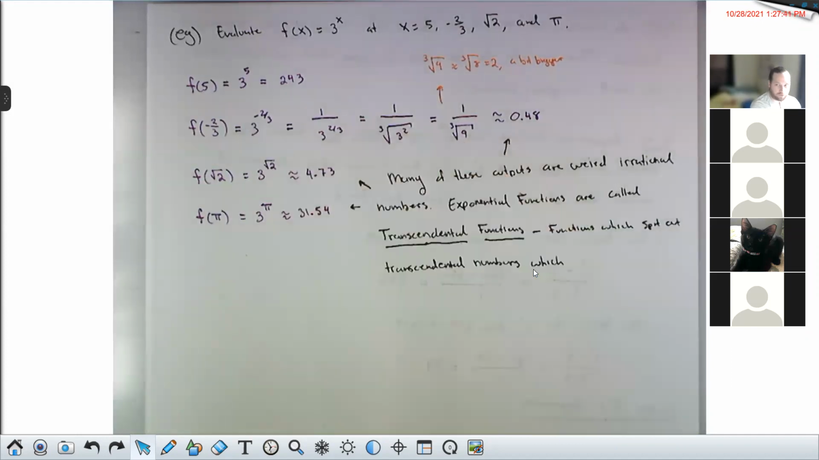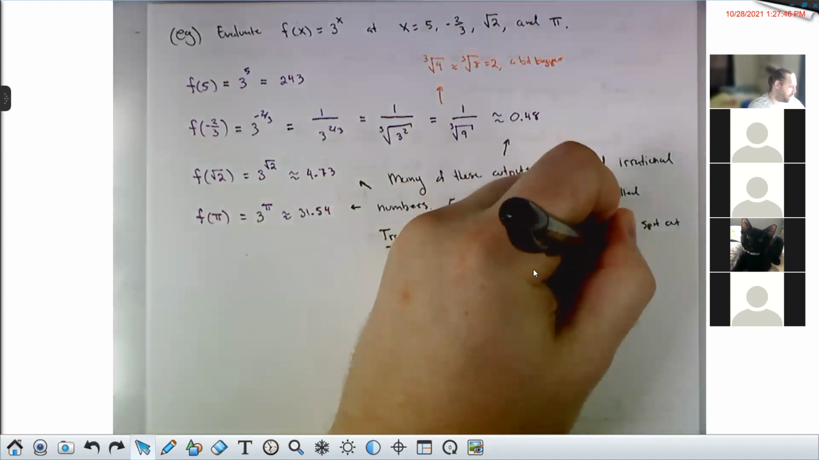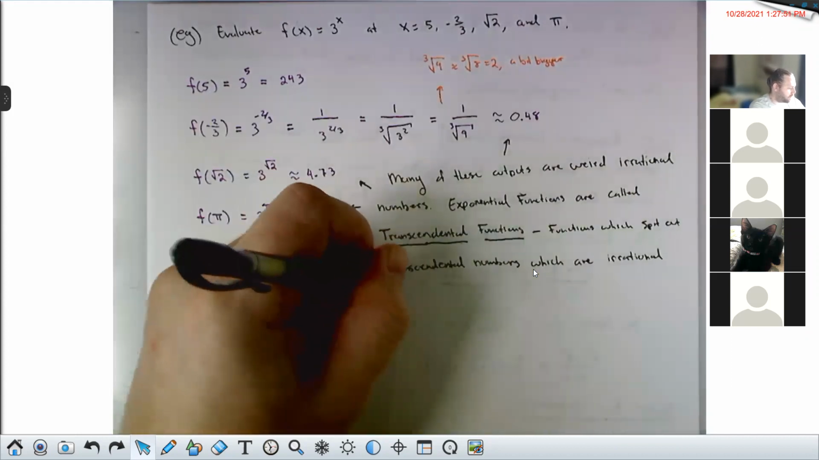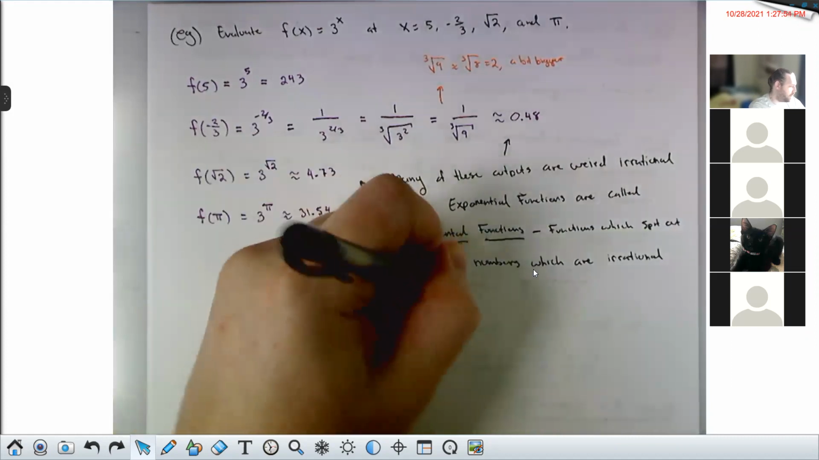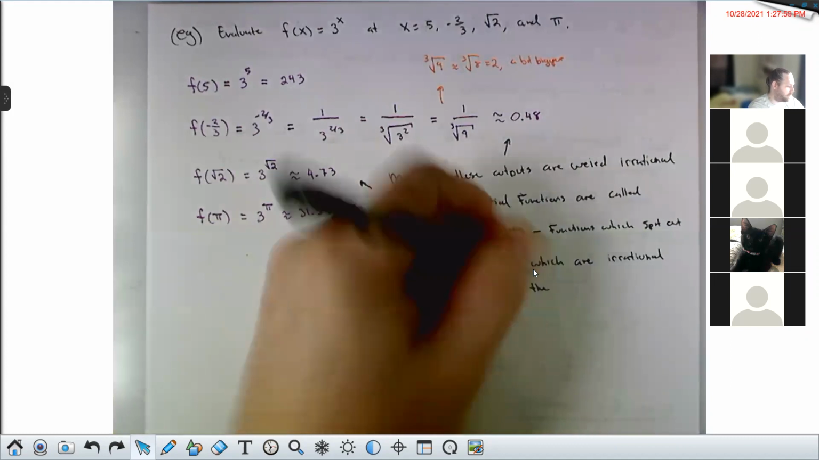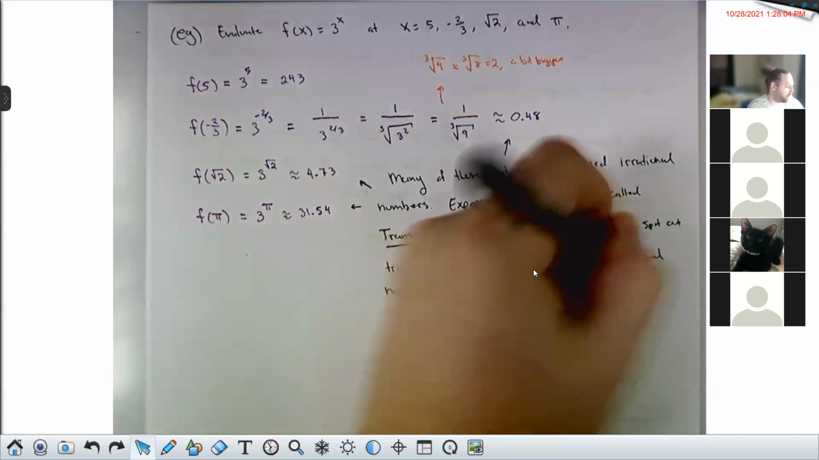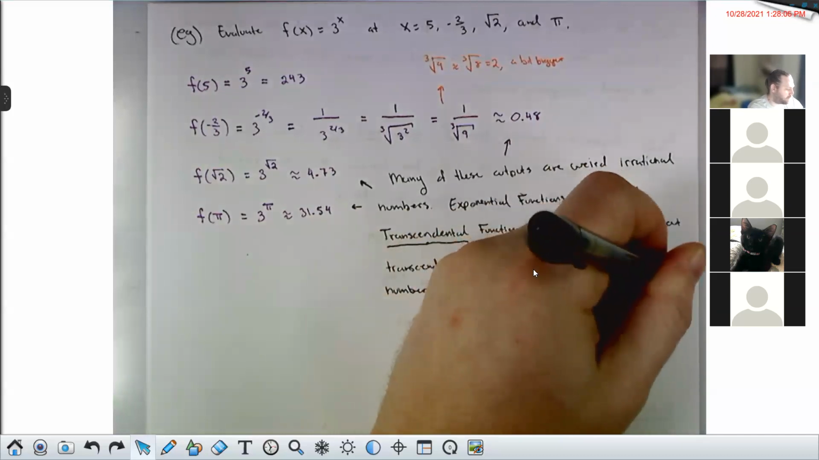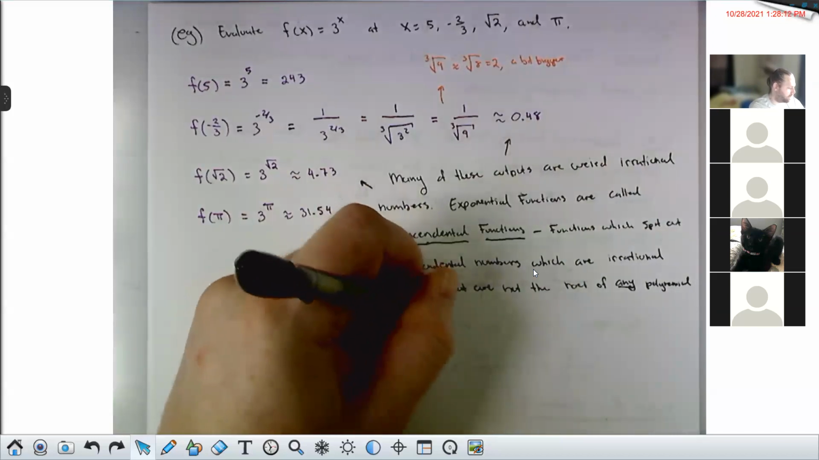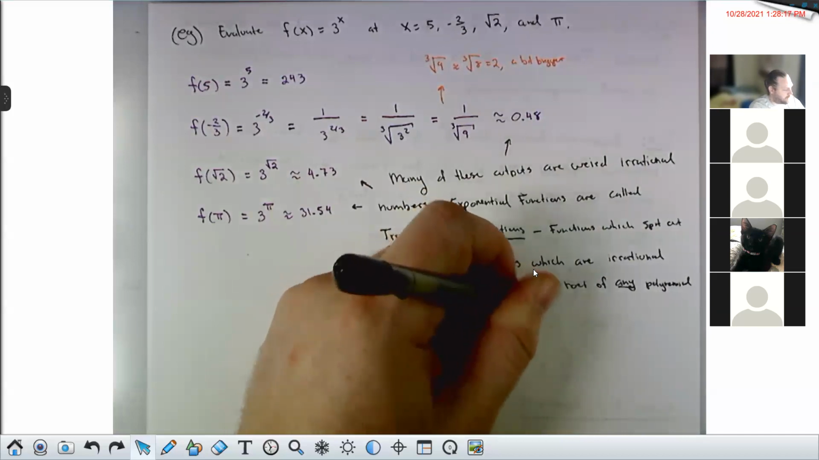So I promise here's the only mention of polynomials, which are irrational numbers that are not the root of any polynomial with integer coefficients.